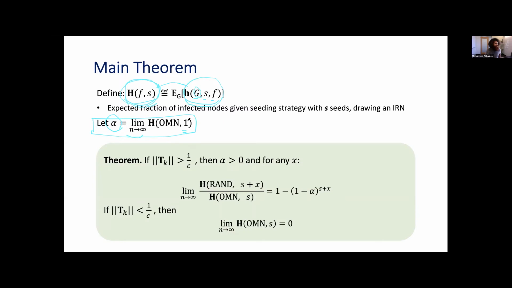Okay, so here's the main theorem. That's perfect time-wise, like less than 30 minutes.